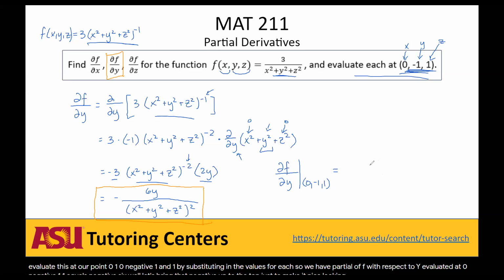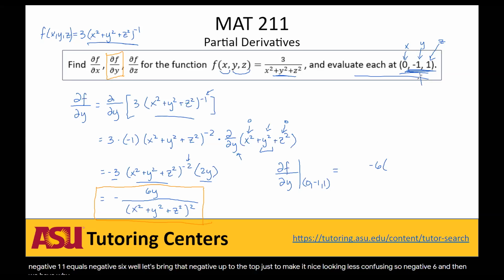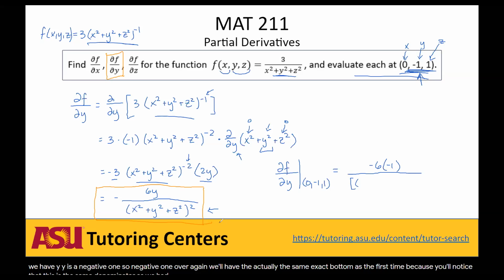Make it a little less confusing. So negative 6. And then we have y. Y is a negative 1. So negative 1 over. Again, we'll have actually the same exact bottom as the first time, because you'll notice that this is the same denominator as we had in our partial with respect to x. So we're going to have 0 squared plus negative 1 squared plus 1 squared, and that whole thing squared.